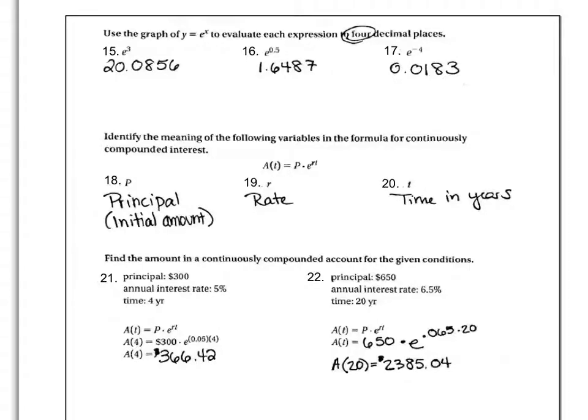Checking your homework from last night. Again, if you missed 15, 16, and 17, make sure you get some help from somebody with how to type that into your calculator. This one, the directions did say to round to 4 decimal places. It didn't say to round to the nearest whole number, or 10th. 18, 19, and 20, you're simply telling what those letters represented: principal, rate, and the time in years for PERT. And 21 and 22, you were simply plugging into the formula, much like what we did for warm-up.